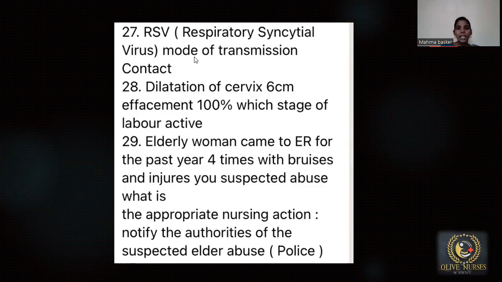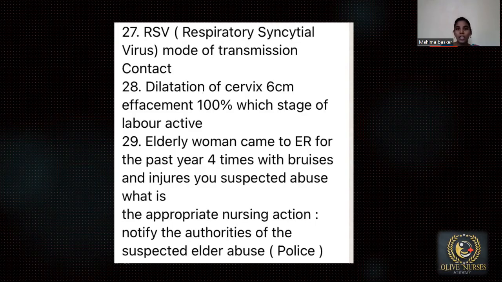So next one, an elderly woman came to the emergency room 4 times in the past year with bruises and injury. You suspected what? It will be abuse. Okay. So what is the appropriate nursing action they are asking? So in the ER, she keeps coming with bruises, and this is the 4th time. So we are suspecting abuse. So what is the nursing action?